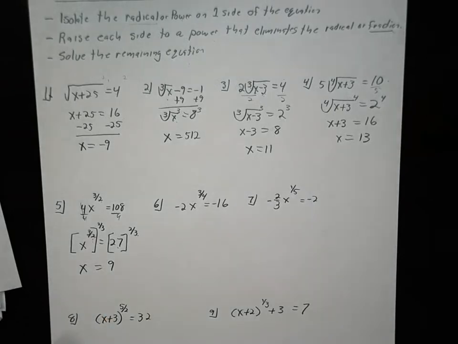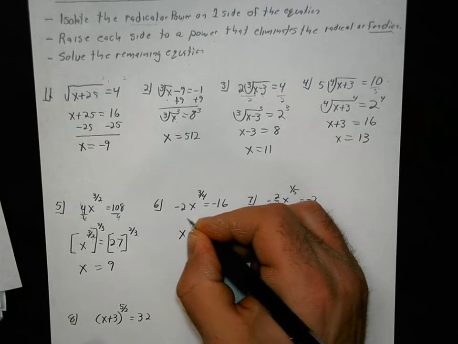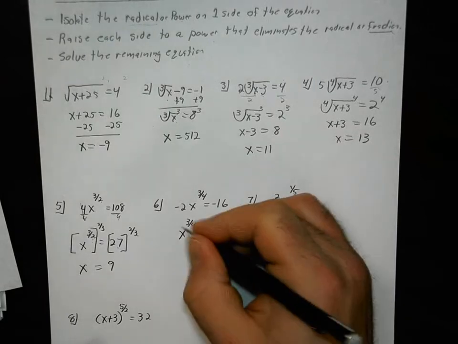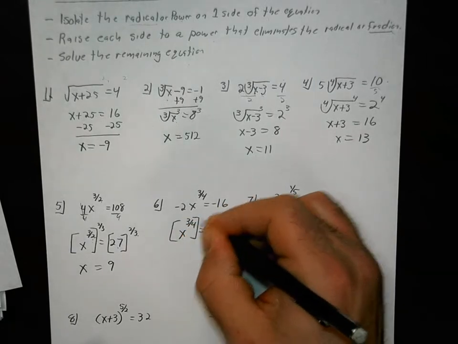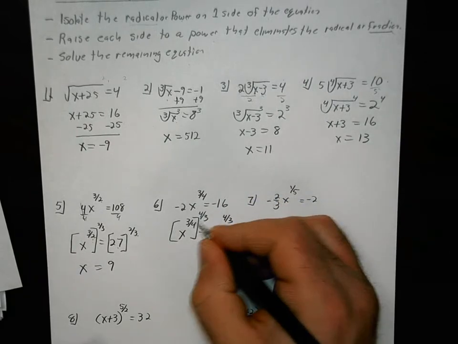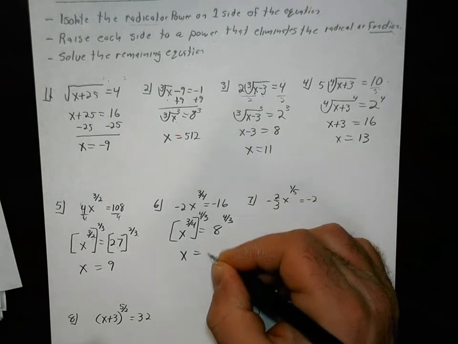So I get that. Same thing here, divide both sides by negative 2. I get x to the 3/4 equals 8. Raise both sides to the reciprocal power. That's going to cancel. Cube root of 8 is 2. 2 to the 4th is 16.